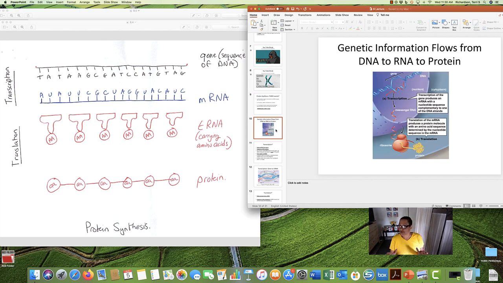Show you another picture, and then we'll go into a bit more detail. So, as I just said, genetic information flows from DNA to RNA, messenger RNA, to the protein. Let's take a look here. So, here is our cell, and the purple is the nucleus. So here's our DNA in blue, and it's showing you where the gene is. It's this little piece of DNA right here.